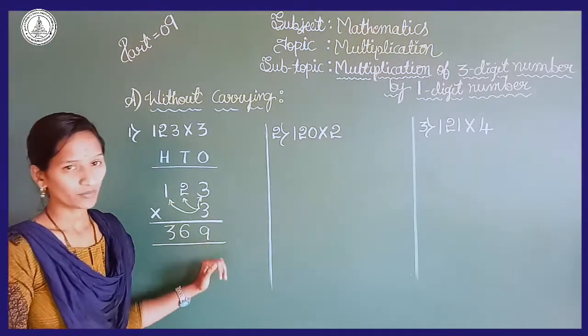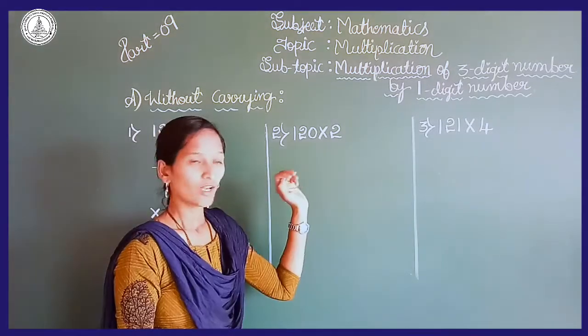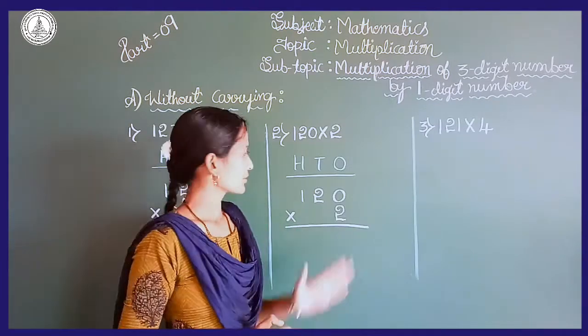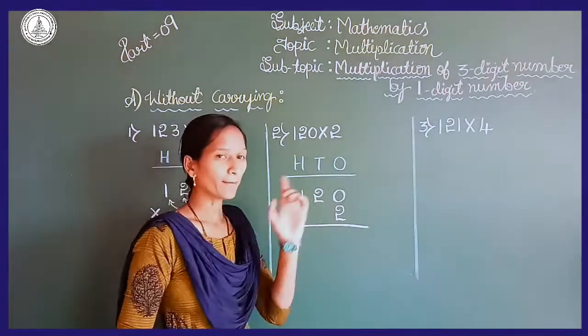369 is our product. Right? So now I will move to the second problem. 120 into 2. So my dear students, in this problem 120 is the multiplicand and 2 is the multiplier.